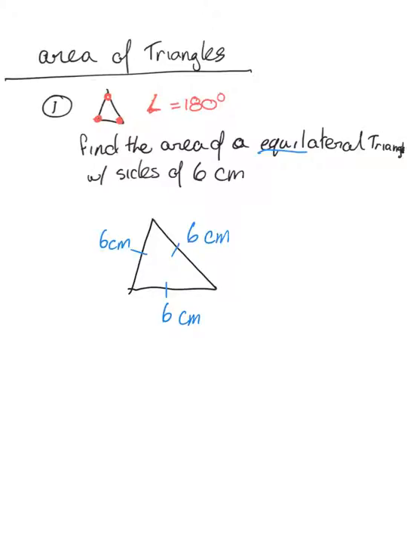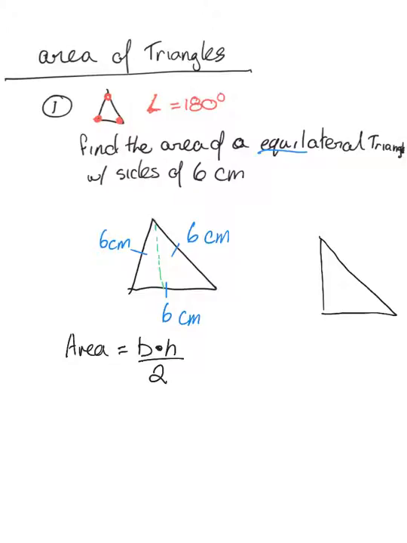Now we have to remember, what is the formula for the area of a triangle? Well, the area equals base times height divided by 2. But we don't know what the height is, because the height isn't the 6 centimeters. The height is the green line. So you need to figure that out. And how do you figure that out? Well, you draw another picture.